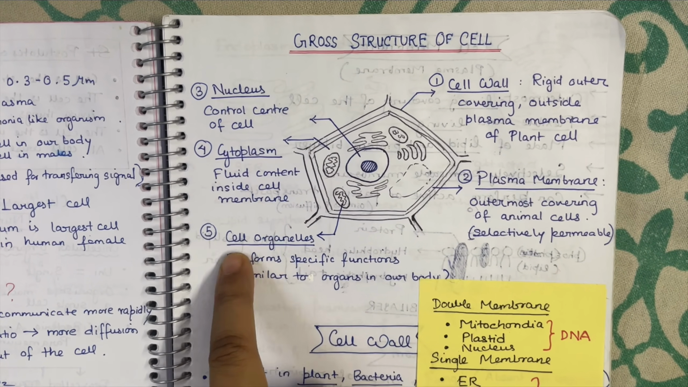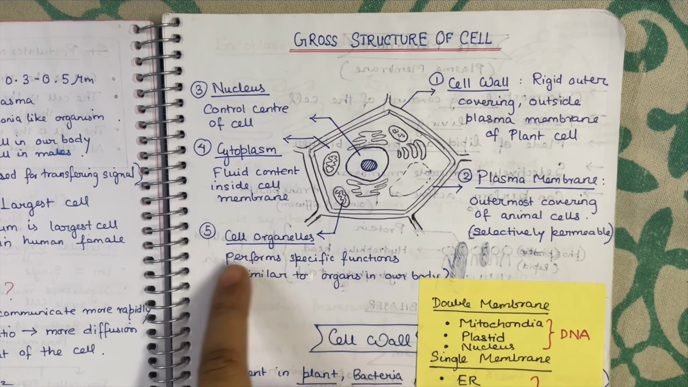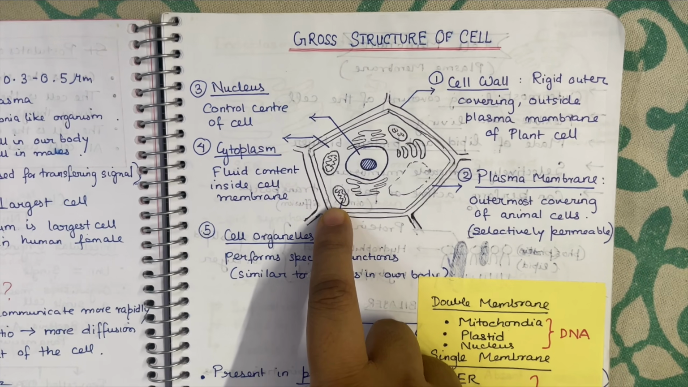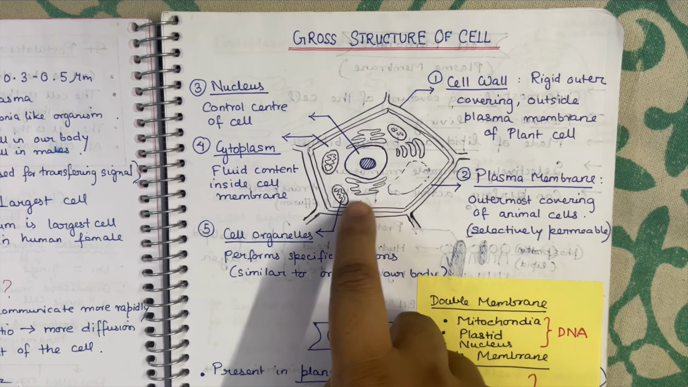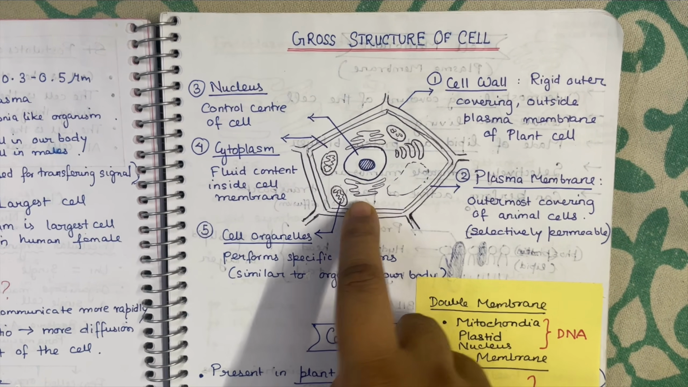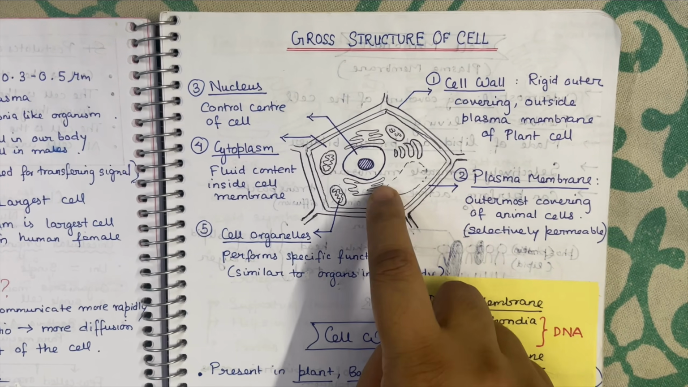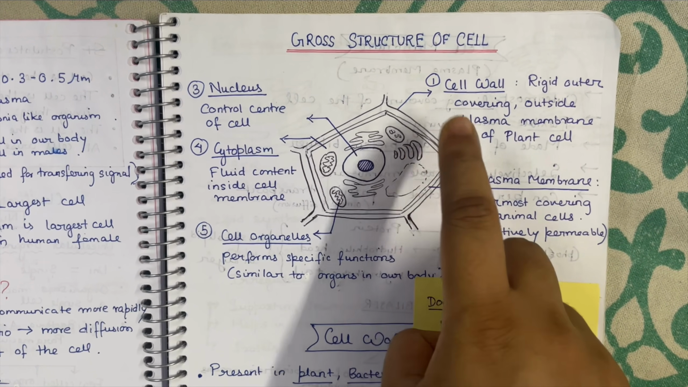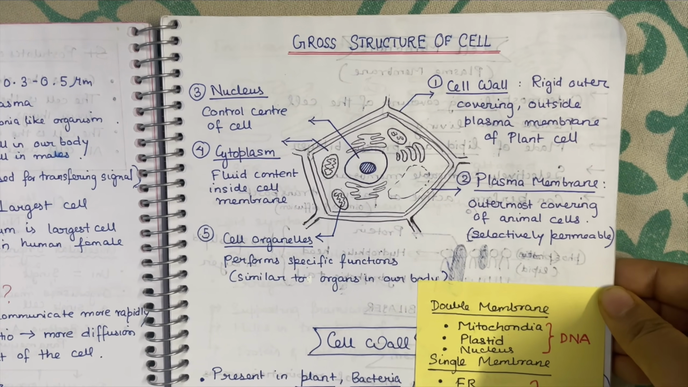Apart from that, there are different cell organelles present inside a cell. These different cell organelles can be mitochondria, whose primary function is to synthesize energy or ATP. Then we have the endoplasmic reticulum, which helps in transport. Then we have the vacuole, which helps in storage of different substances. We have the Golgi apparatus, we have chloroplast, etc. We will see all these parts in the next part.